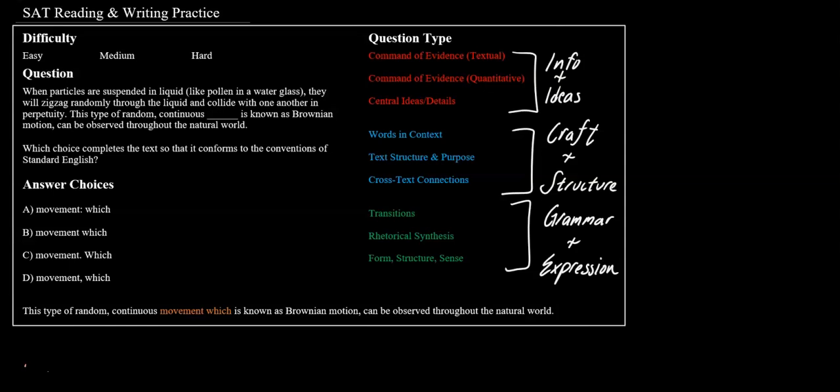Alright folks, we're back with another SAT reading and writing practice question. Today we're going to be looking at a question that is pretty clearly form, structure, and sense, otherwise known as grammar and expression. We have a question here that says, which choice completes the text so that it conforms to the conventions of Standard English? Standard English just means correct grammar.